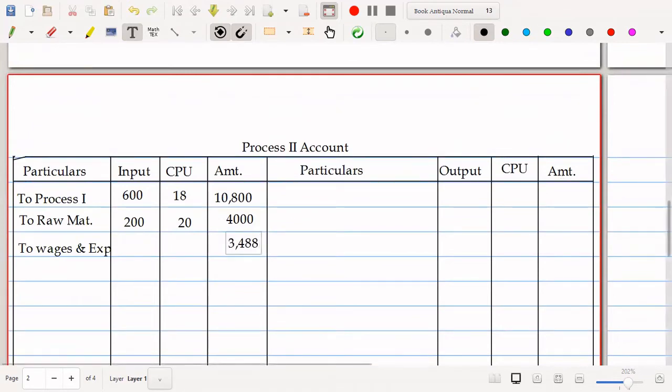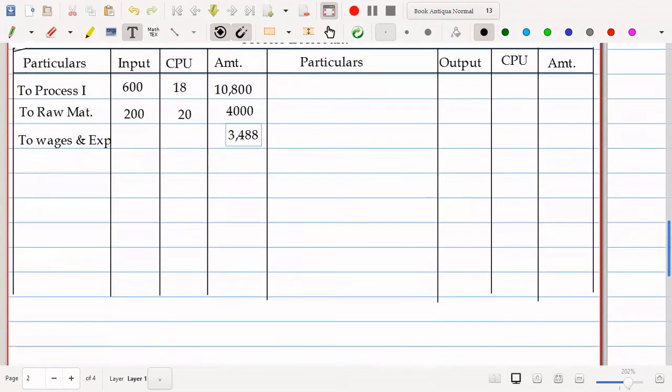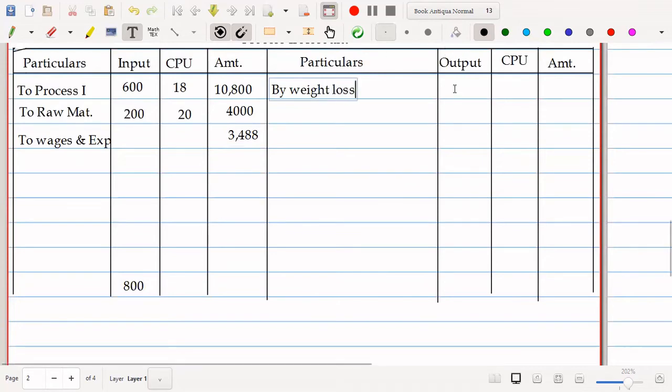3,488. So this was given in the problem. Let's see the total. Total comes to 800. And by weight loss, what was given in the problem? Weight loss was 32 in process 2, and just put a dash here because it has no resaleable value or scrap value. This is by normal loss.